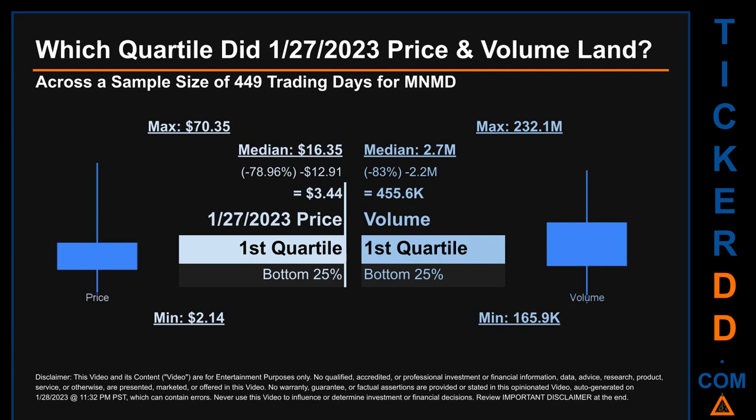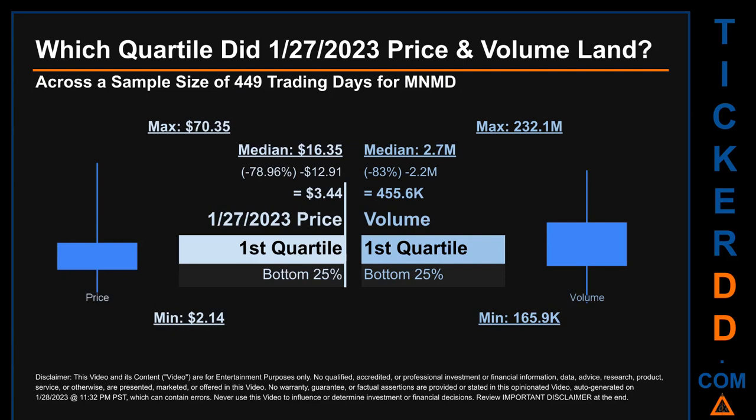The day's volume landed within the first quartile, at the bottom 25% of all sampled daily volume, which saw a max daily volume of 232.1 million and a minimum of 165.9 thousand. Quartiles tell us about the spread of a data set by breaking that data set into quarters, just like how the median breaks the set into half.